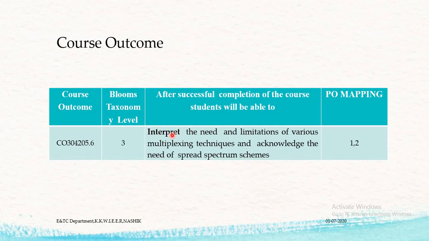The outcome states that interpret the need and limitation of various multiplexing techniques and acknowledge the need of spread spectrum scheme. The Bloom's taxonomy level mapped to this particular outcome is 3 and the PO mapping is 1 and 2.